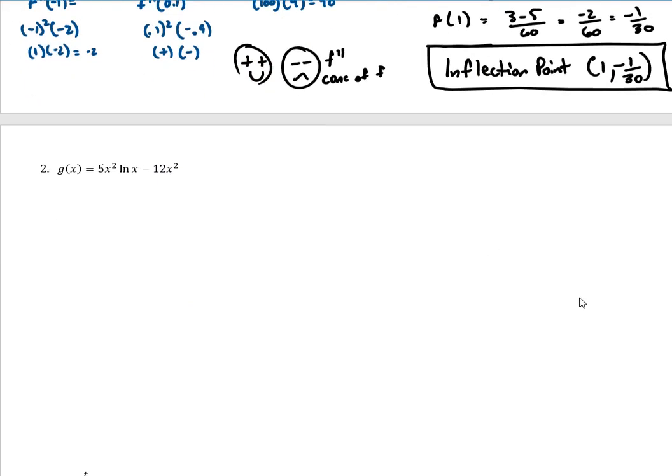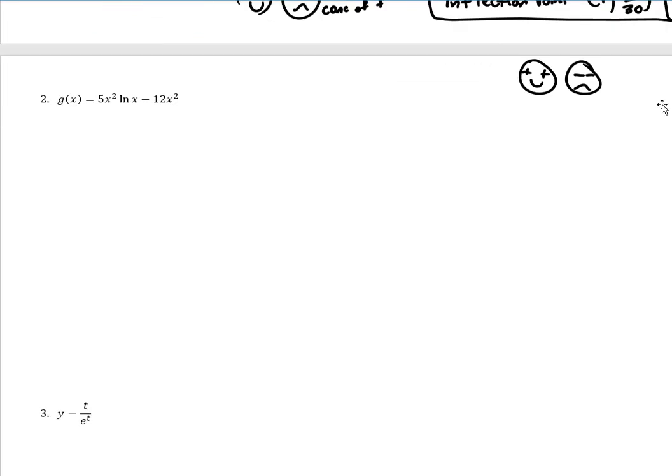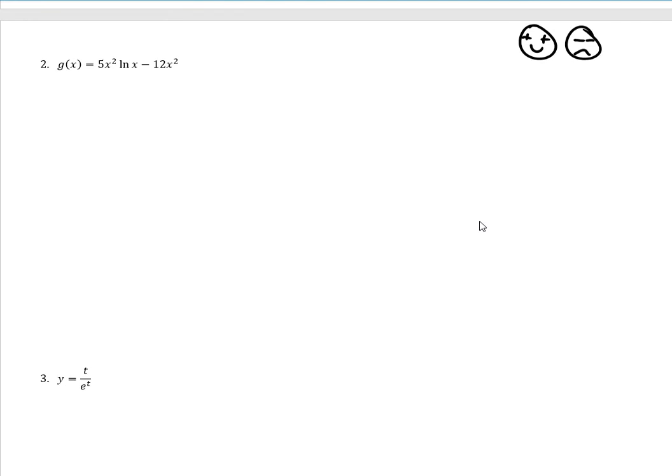Alright, and whenever you have concavity, I'd still think of those people right there. I'm just going to put them in the corner for now, just to remind yourself, if you ever see concavity or inflection, these two are going to be helpful for you.